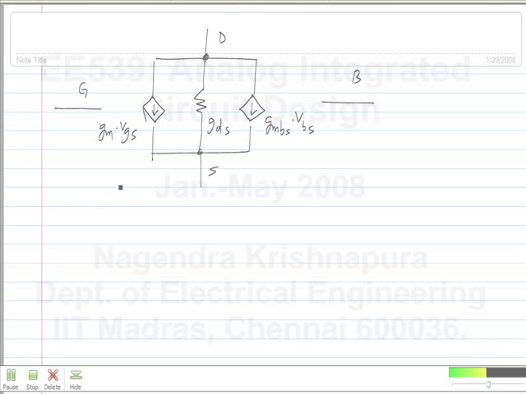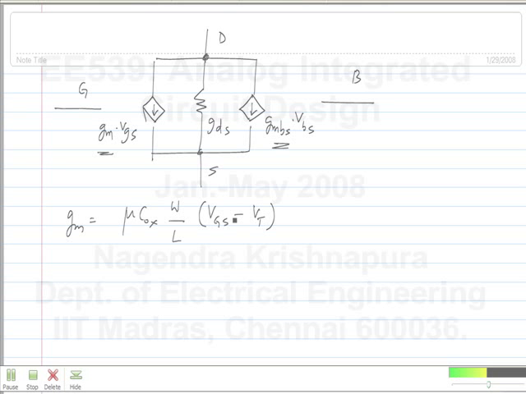And we can easily derive the expressions for GM and GDS. I think that also we already did, right? So GM will turn out to be mu C aux W by L times VGS minus VT.